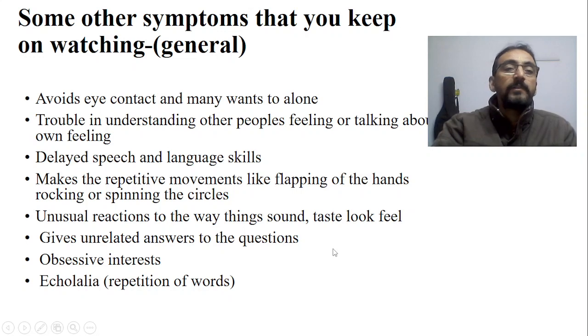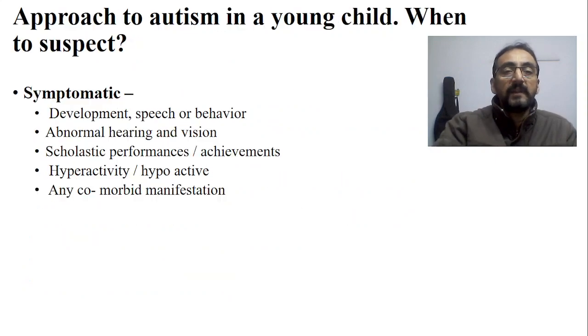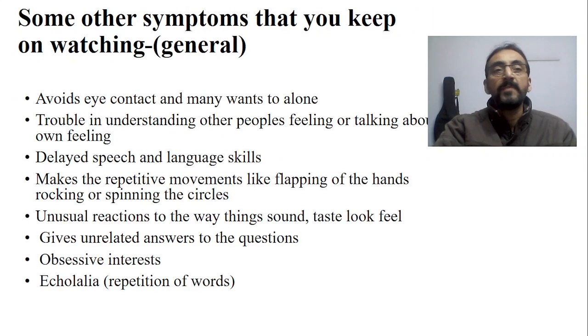When we talk about approach towards autism, along with the main symptoms which I discussed in the last class, for example development, speech, behavior, abnormal hearing and vision, then scholastic performances and achievements, hyperactivity and hypoactivity, and some other comorbid manifestations. Today we'll continue the same. You also have to look into some of the other symptoms continuously.